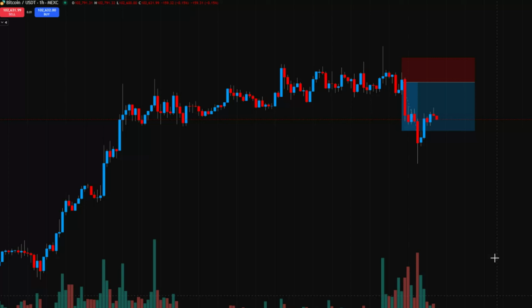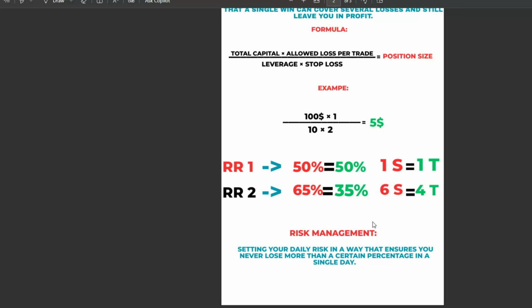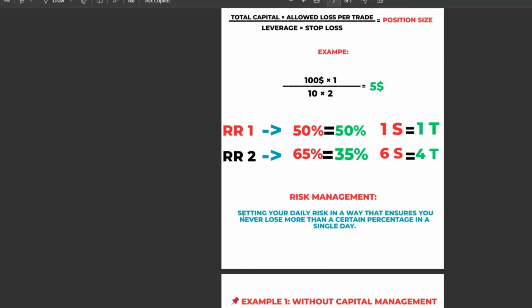For example, here's a position where we set our stop loss at 1%, so our target should be at least 2%. I explained this tool in the previous video. The next concept is risk management. Risk management means setting your daily risk in a way that ensures you never lose more than a certain percentage in a single day. This means setting a daily risk limit.